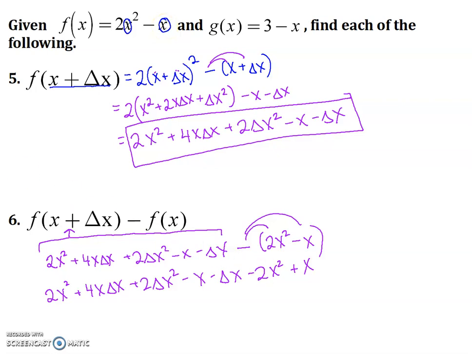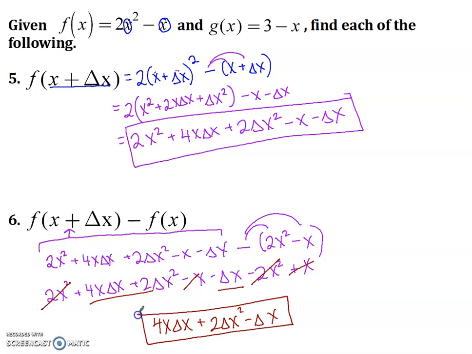Okay. Then here is where you're going to be able to simplify. You should be able to cancel out everything that doesn't have a delta x. So the 2x squared is going to cancel with the negative 2x squared. The negative x is going to cancel with a plus x, and everything I'm left with has a delta x. So you should never be left with anything that doesn't have a delta x when you're doing this part of the expression. And this entire thing will be your answer.